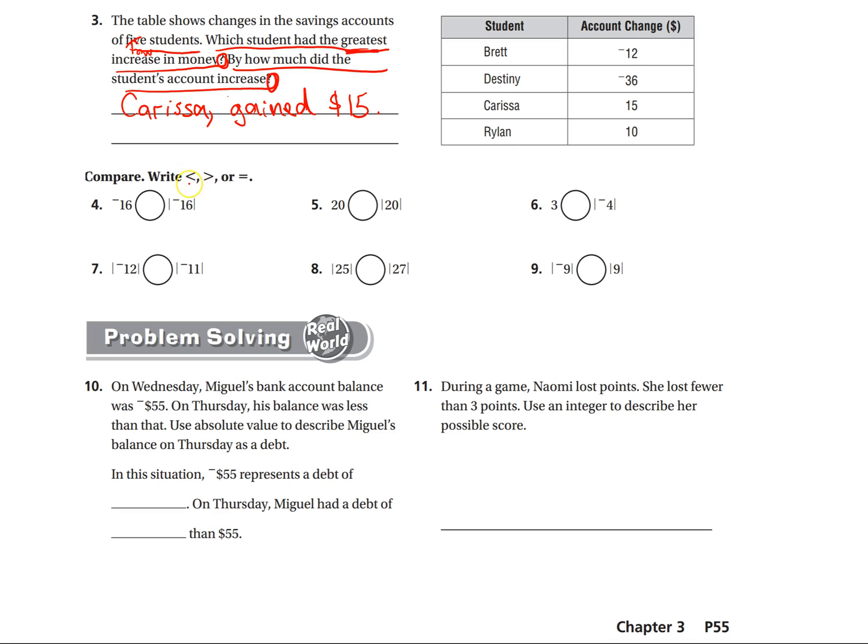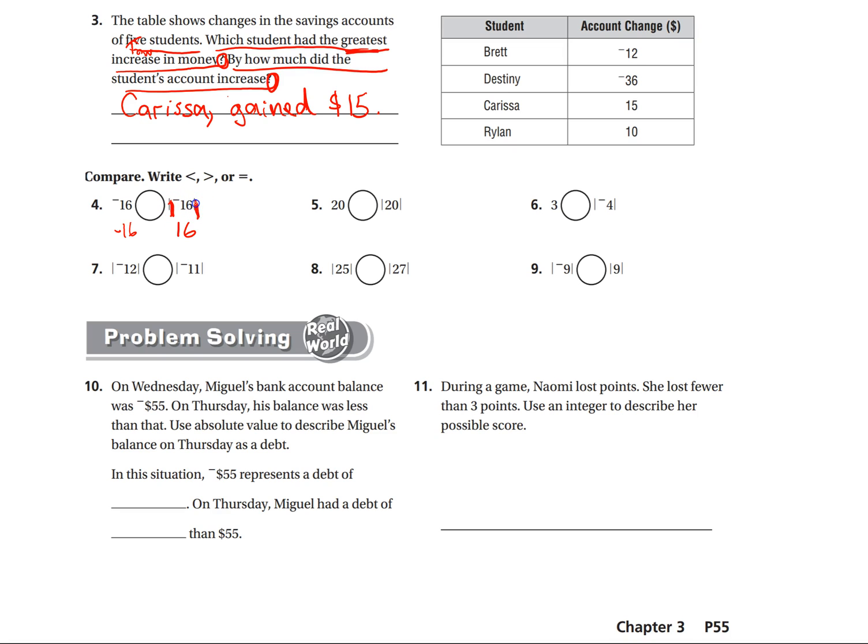We're comparing, so we're using less than, greater than, or equal to. Negative 16, there's no absolute value sign, so negative 16 is simply negative 16. Now, this side has absolute value. So when it has absolute value, it's saying, I don't want to know how far to the left negative 16 is. I just want to know how far away from 0 negative 16 is. And negative 16 is 16 units away from 0. It just happens to be to the left of 0.